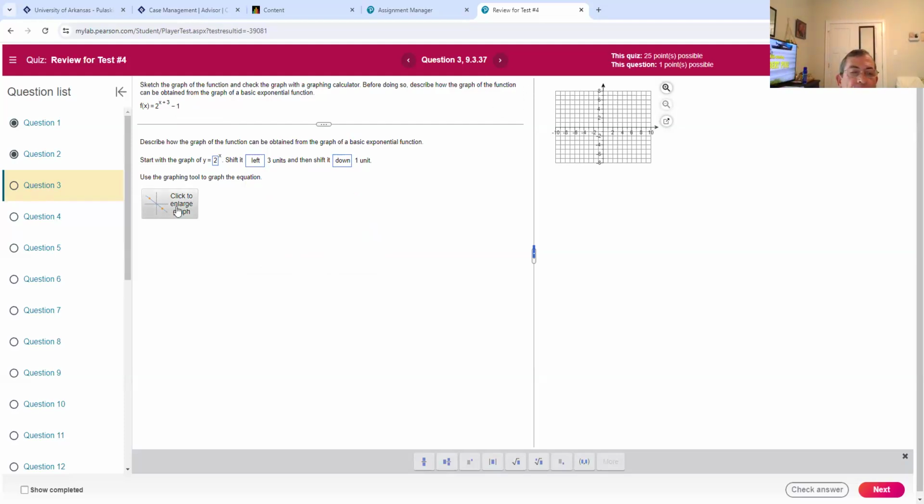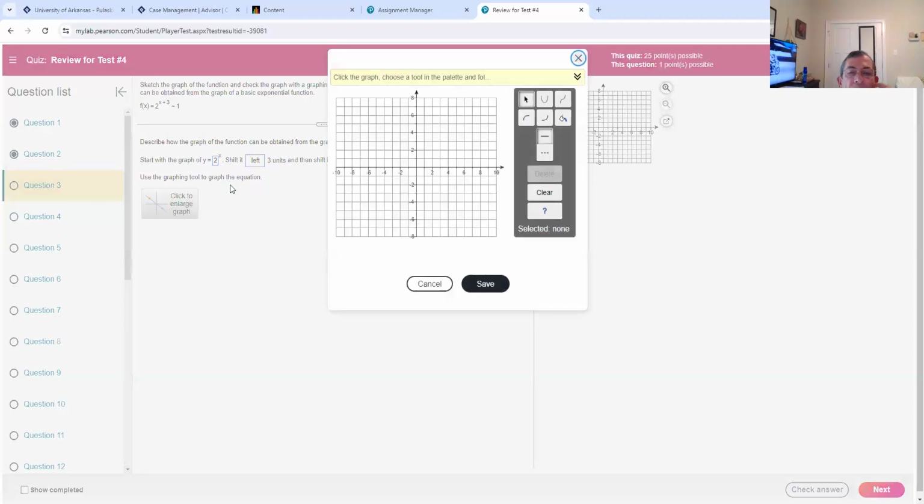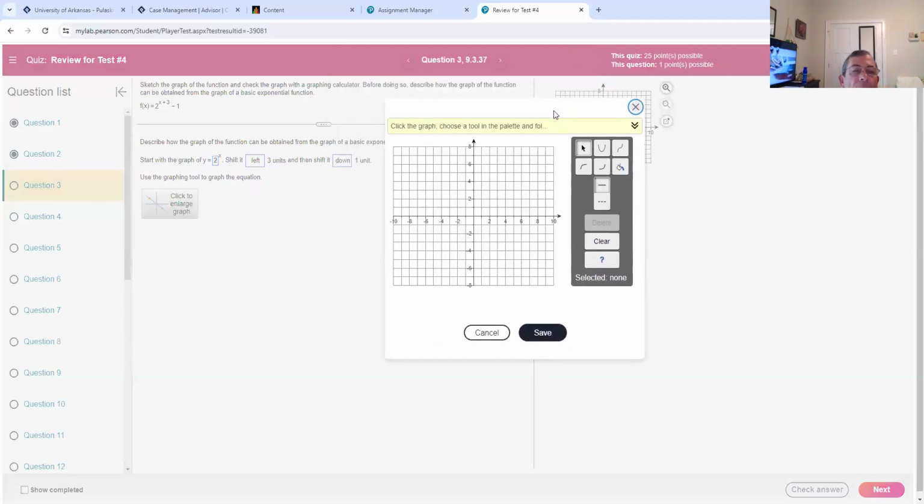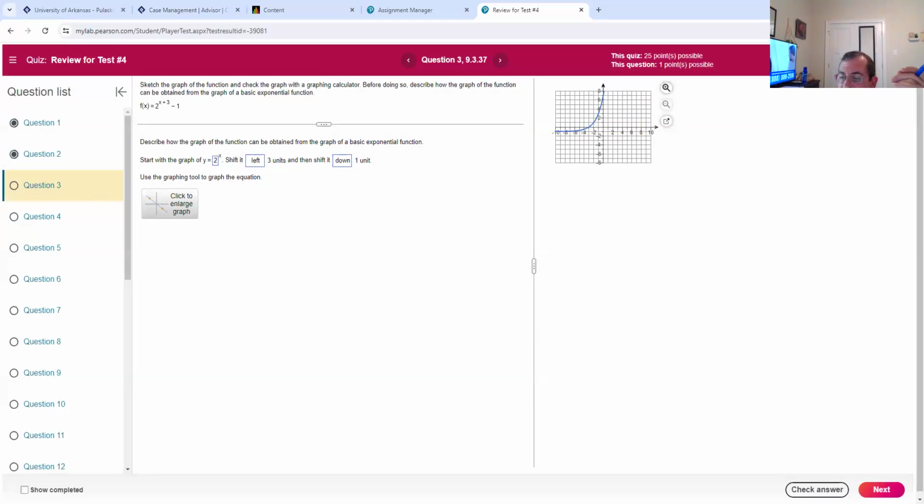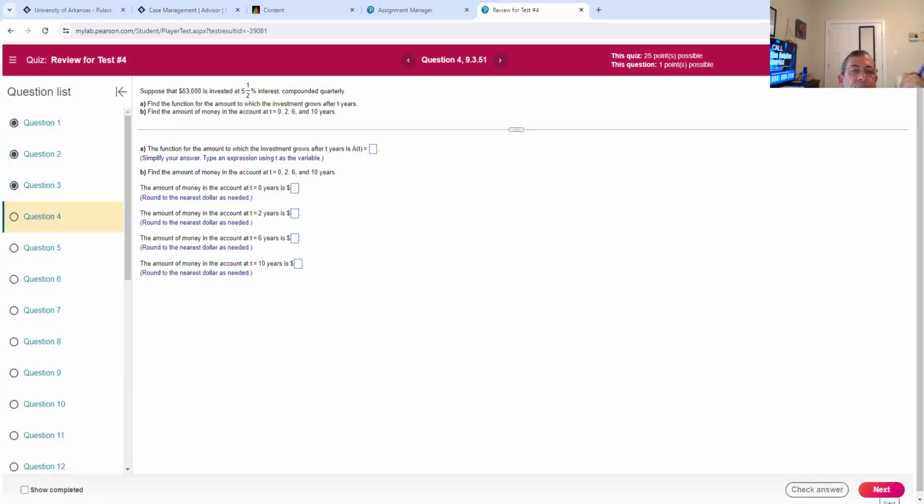So let me click to enlarge my graph. All right, so exponential tool, click anywhere. We did what? Horizontal, we went left 3 units. Vertical, we went down 1 unit. And then we got to change that base from an E to a 2. I also got both my moves. I'm going to hit save and next.